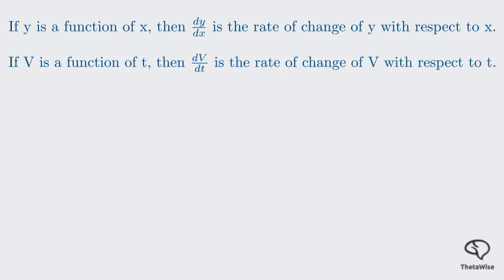Related rates problems involve two or more variables that are all changing with time and are related by some equation. If we know the rates of change of some variables and the value of others at a specific instant, we can find the unknown rate.